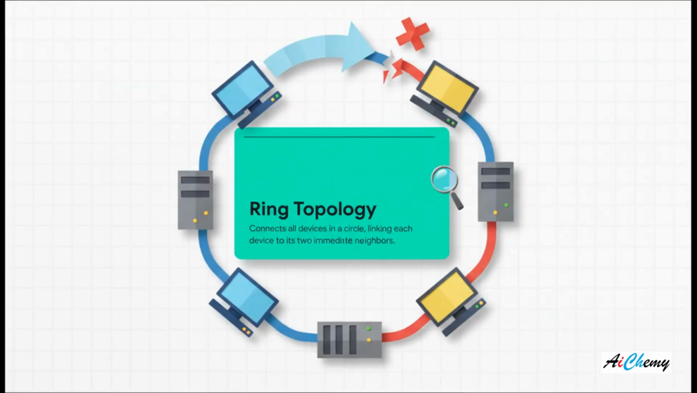Then you had the ring topology. Here, data literally travels in a circle, passed from one device to the next, and each device kind of helps boost the signal as it goes along. But just like the bus, one break in that chain could bring the entire network to a standstill.